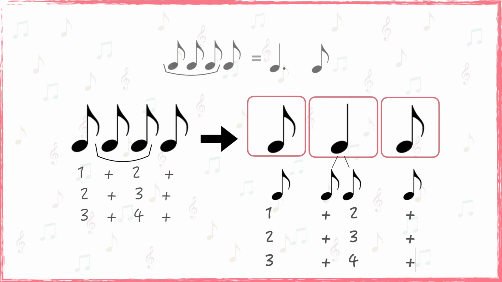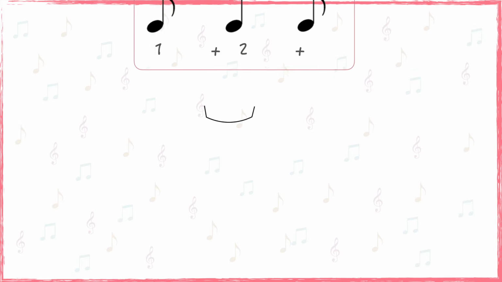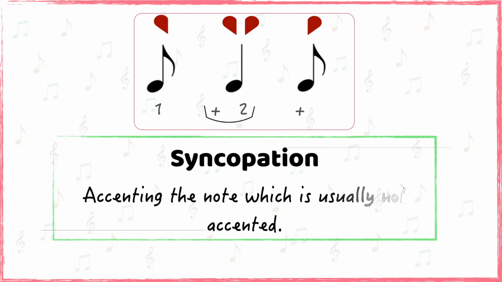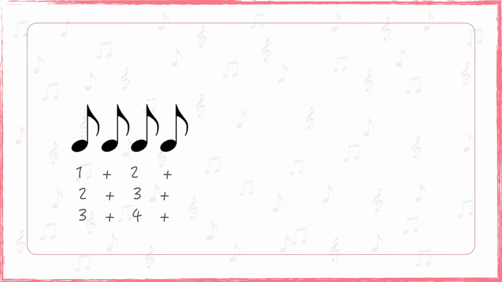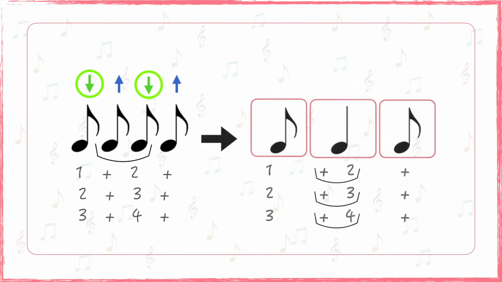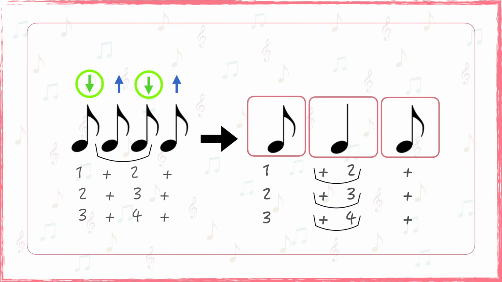To show that the middle 2 notes are grouped together, we use a line underneath. This rhythmic pattern is called a syncopation. Syncopation is a rhythmic device that we use to accent a note that is usually not accented. Here's an example. When we count and clap eighth notes, we accent the downbeat, which is marked green. With a syncopation, we accent the upbeat, which is marked and circled in blue.